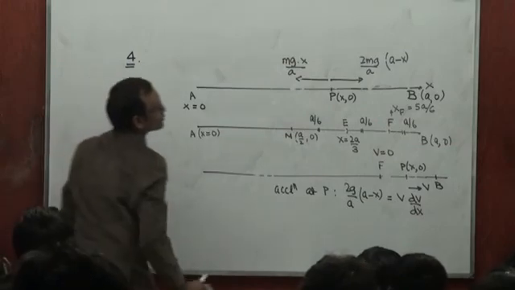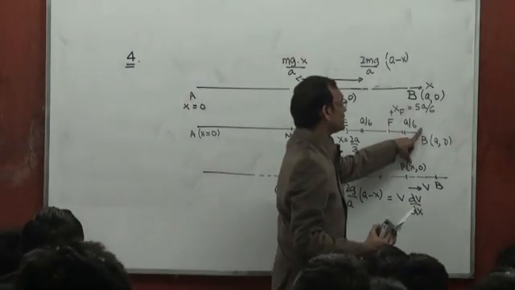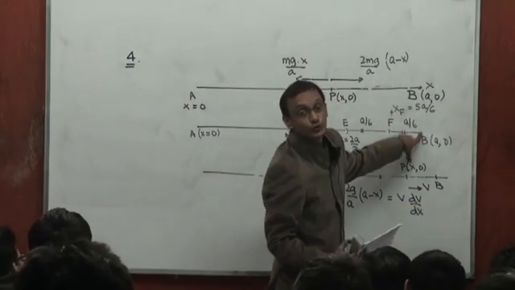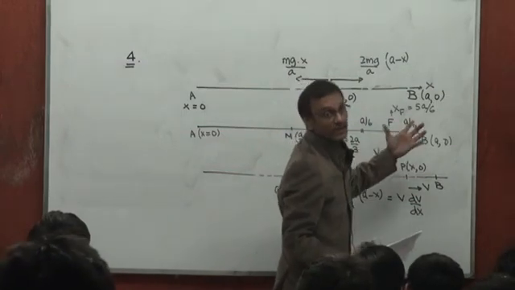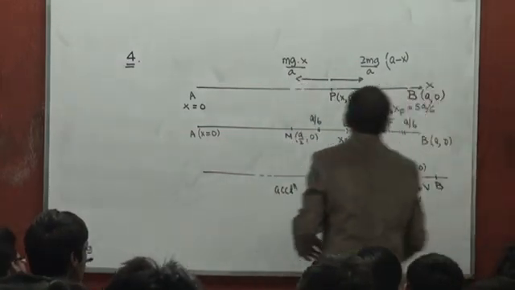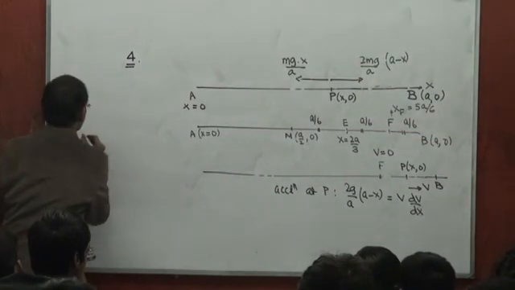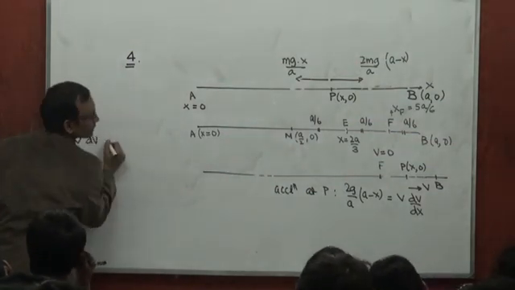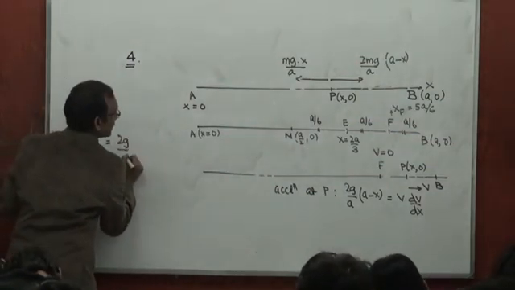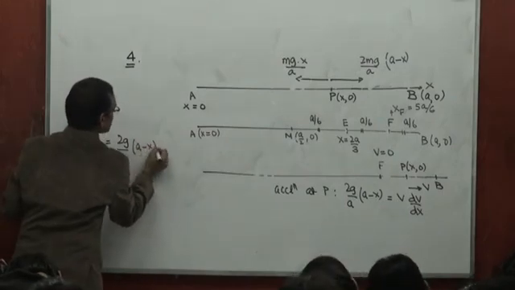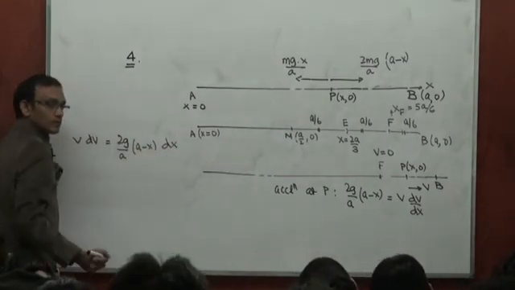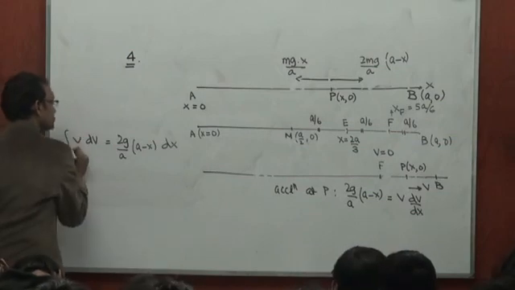All that you need to now do is find the velocity at b. That means velocity at x equal to a. So I would then write this as v dv is 2g by a into (a minus x) dx. Integrate both sides.